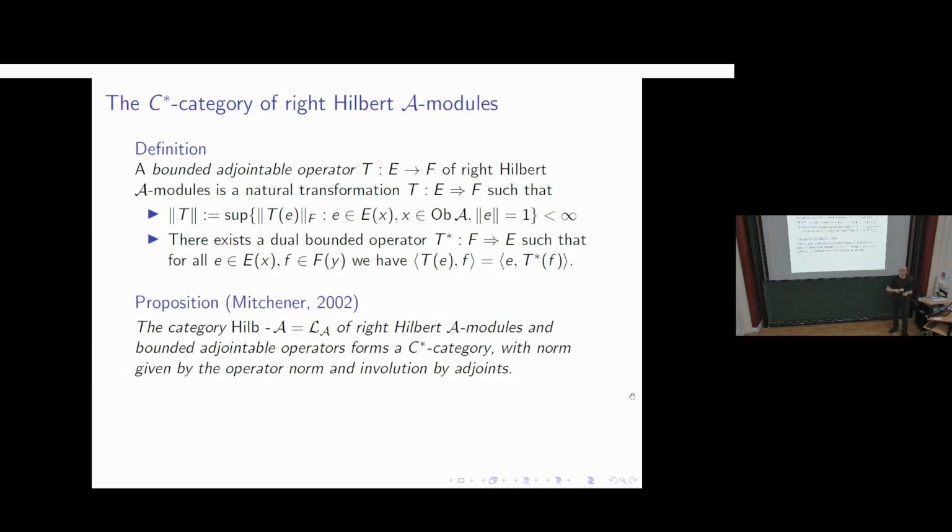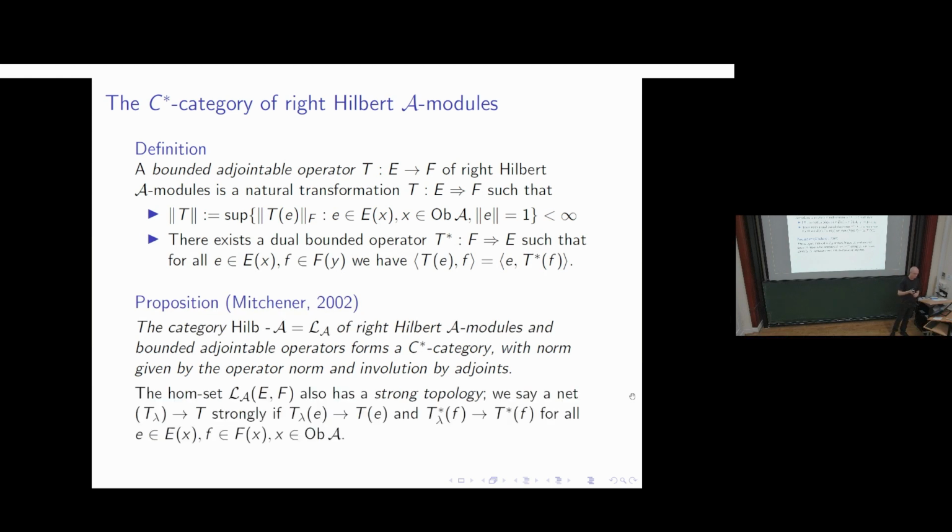Cool. So there's a proposition by Michener from 2002. He defined what these Hilbert modules of C-star categories are, and he also proved that they themselves form yet another C-star category with the norm and the involution given exactly by the structure that I just explained.